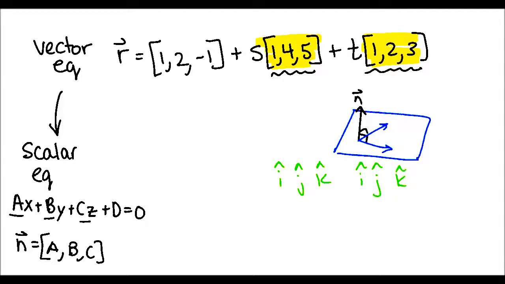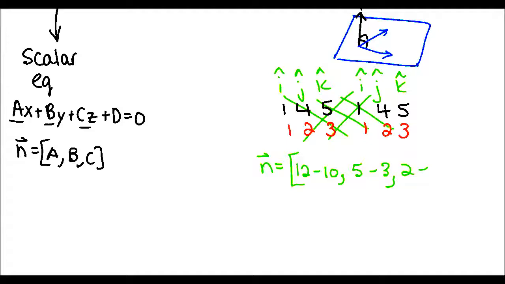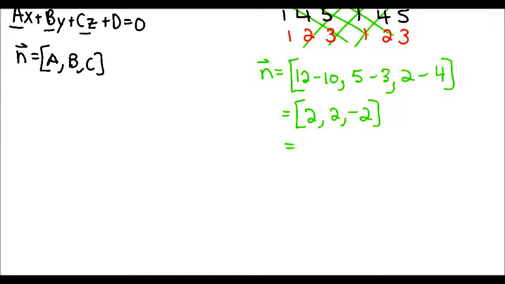So I got 1, 4, 5, and I got 1, 2, 3. Okie dokie. So the cross product will give me the normal vector. So 4 times 3 is 12 minus 10. And then 5 minus 3. 2 minus 4. If I did that right. Hopefully. So 2, 2, negative 2. Weird. And then I could just reduce that to lowest terms if I want to. So just 1, 1, negative 1. So you can just kind of factor out the 2 there.